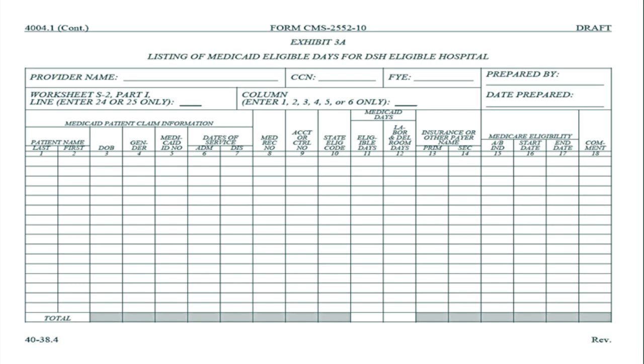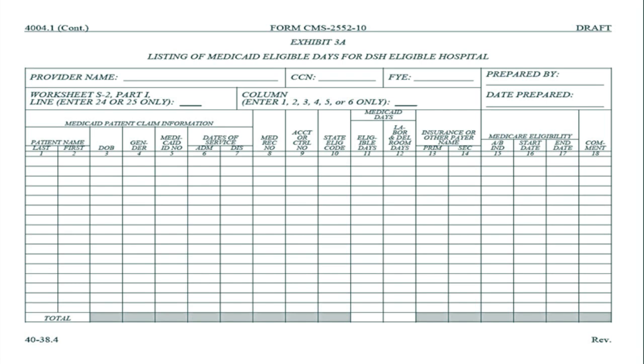And then columns 8 and 9 request the patient's medical record number and the patient accounting number from your internal system. Column 10 requests the applicable state plan eligibility code that the patient qualifies under. Now, this is something that has routinely been required during your audit when you receive an audit sample and you have to provide a response to that, but it's not something that generally had been required up front when you filed your cost report. Now, column 11 requests the number of eligible days reported in the cost report.